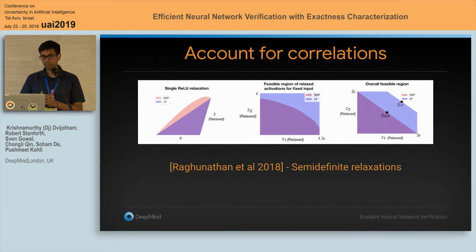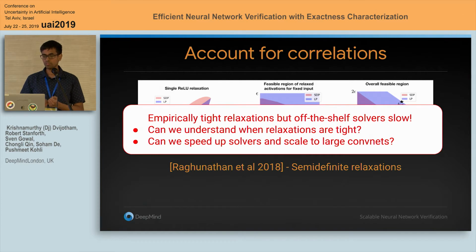So there was a breakthrough at NeurIPS last year where the authors constructed what are called semi-definite programming relaxations, which look at the joint space of activations of multiple neurons. And by doing this, you can actually get significantly tighter bounds on this space of possible activations. So you can show empirically that these relaxations end up being tight, and the authors did so in the paper. But trying to solve semi-definite programs with off-the-shelf solvers is hopelessly intractable.